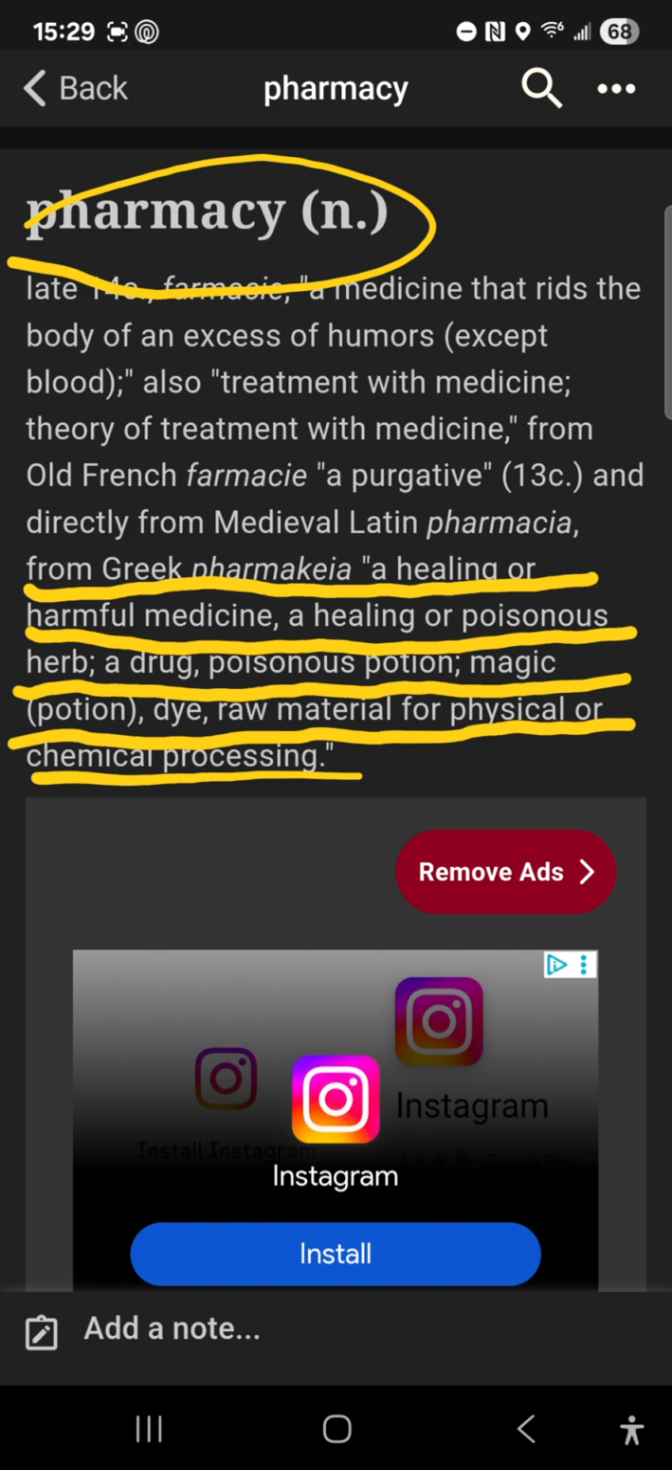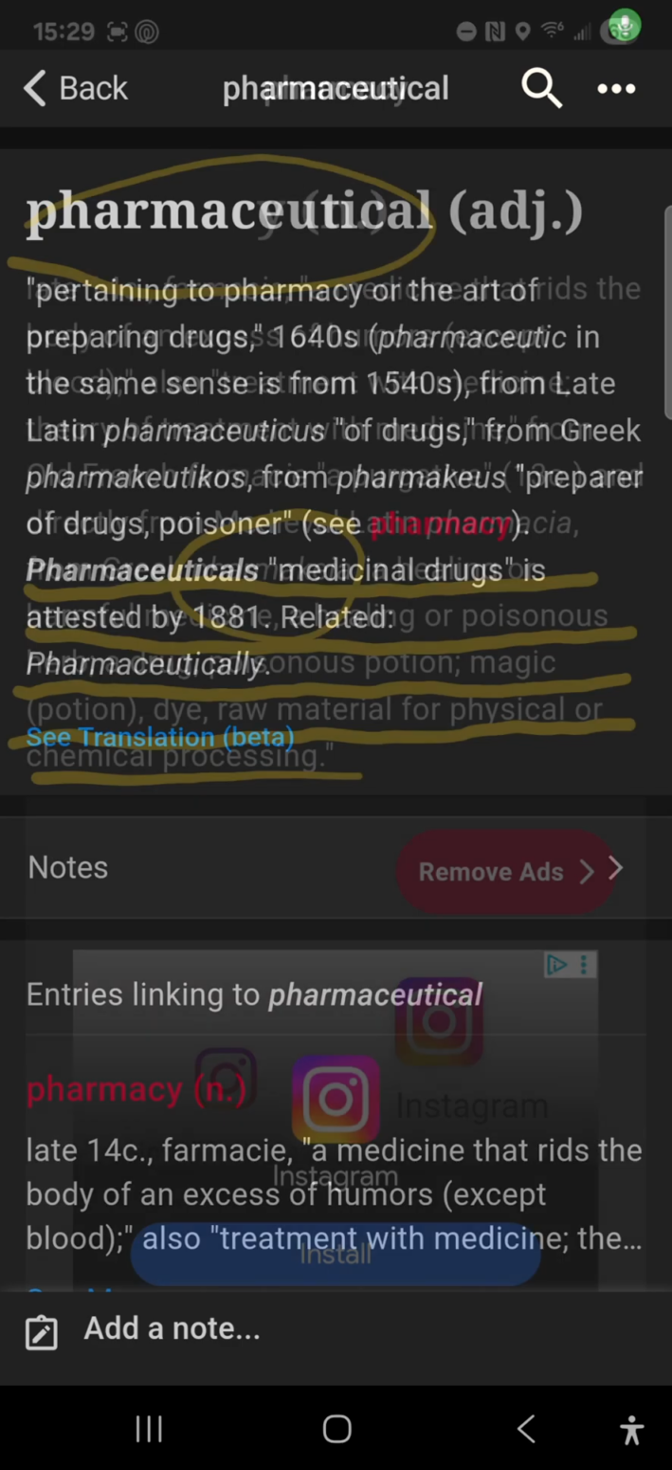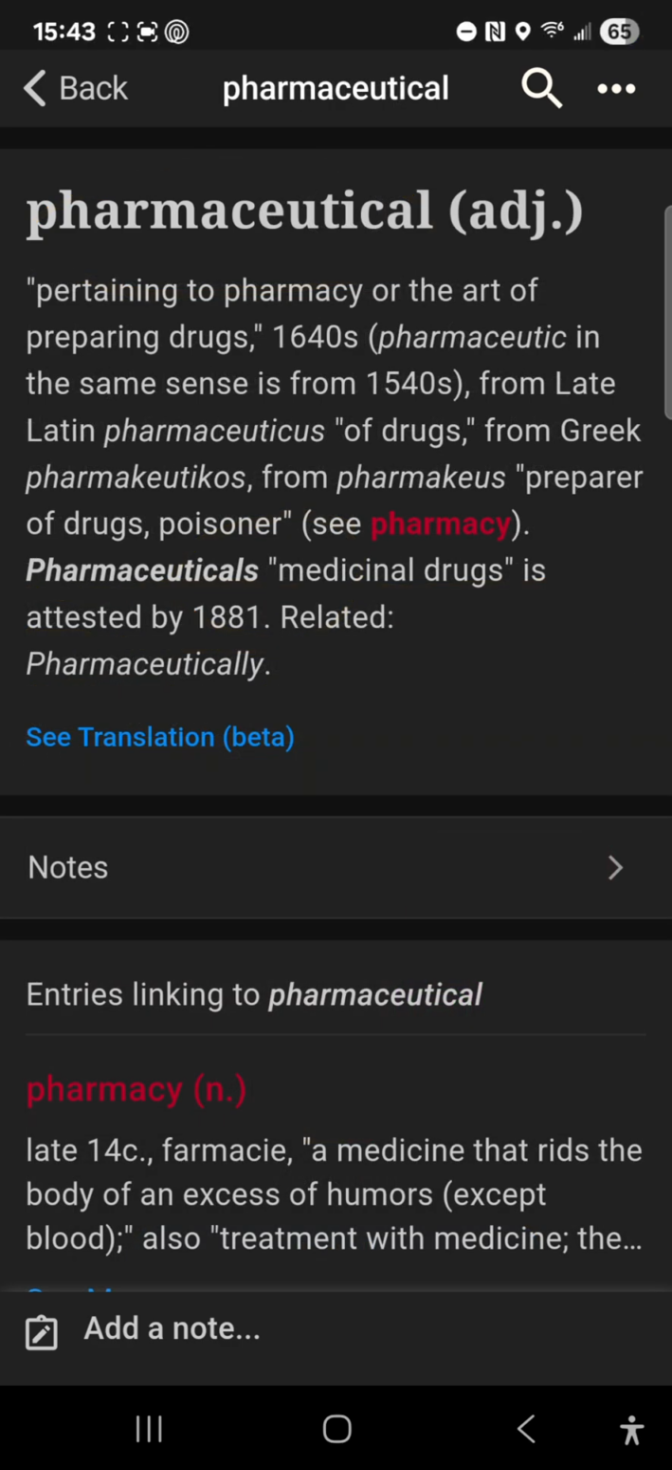It shows you right here. It's from the Greek word pharmakeia that we just saw in the Strong's that comes from the Bible. I forgot to go back to pharmaceutical. So this stuck out to me. So it's from late Latin, pharmaceuticus, of drugs, from Greek, pharmaceutikos, from pharmakeias, which is a preparer of drugs, poisoner, and then it tells you to see pharmacy.